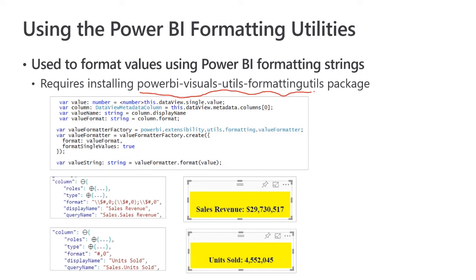But there is an extra Node.js package, which is powerbi-visuals-utils-formattingutils. That gives you the ability to create a formatter. And the idea is once you create the formatter and give it that format value, it's able to give you a string that takes that number and puts the proper formatting in place.